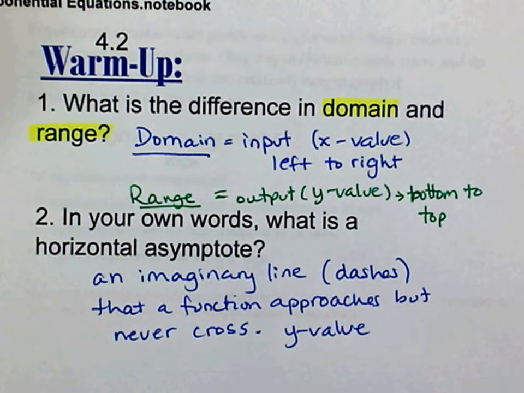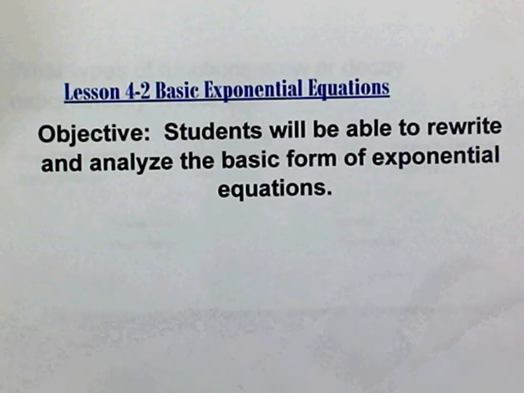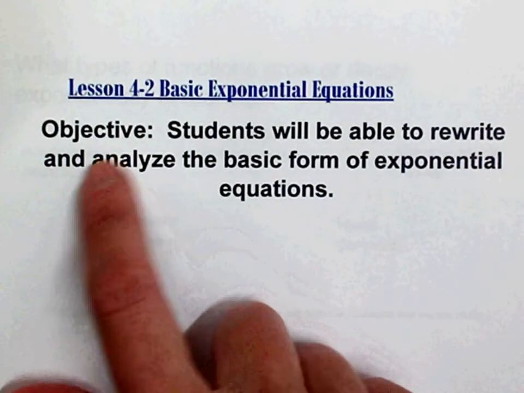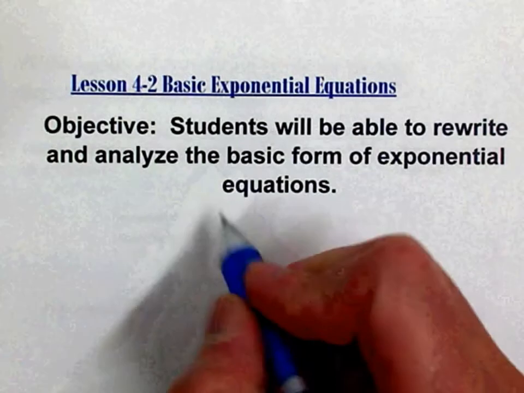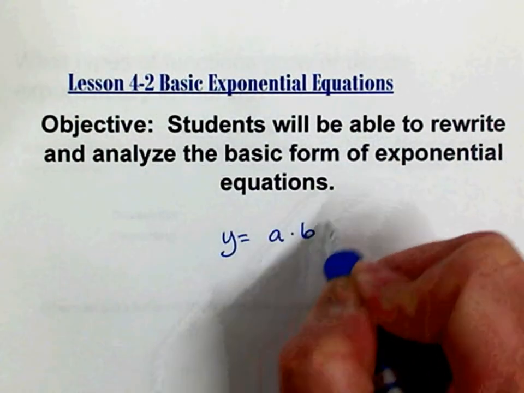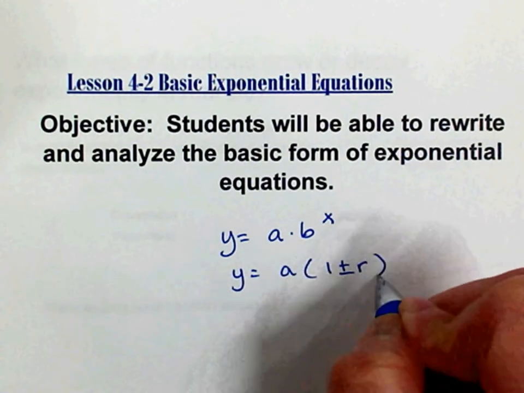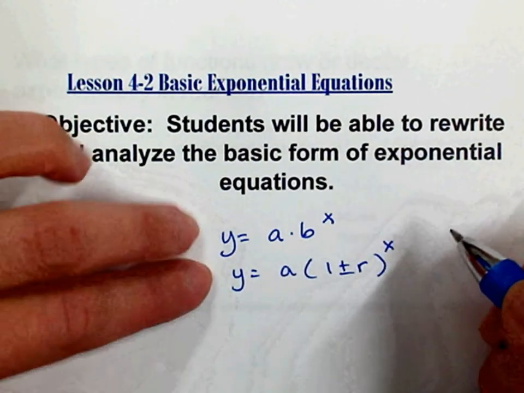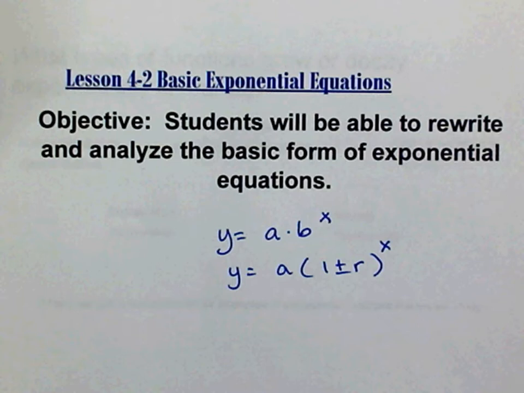All right, so let's go to today. We're going to do a little bit of application part. So for 4-2, this is what we're going to do today. Students will be able to rewrite and analyze the basic form of an exponential equation. Now, if you guys remember, you can write it a times b to the x. You also saw it as a(1 plus or minus r) to the x. These are exactly the same thing, okay? So if it's a plus, then that means it's a growth. If it's a minus, it's a decay. All right, so that was your basic form.